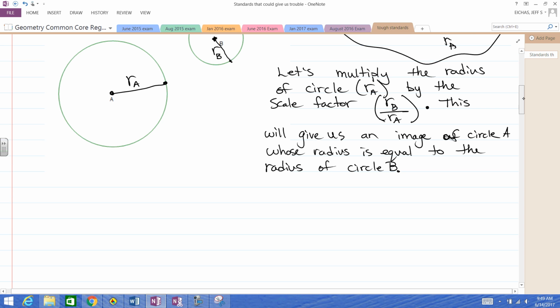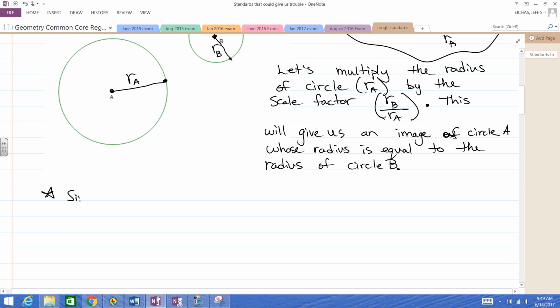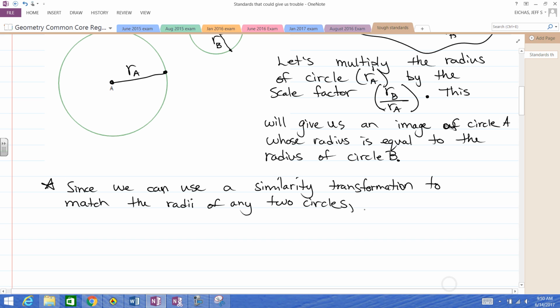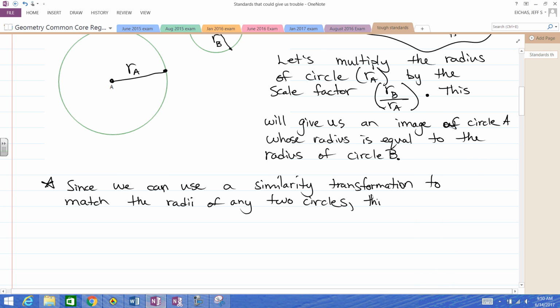All right. Now, since we can use a similarity transformation to sort of match the radii of any two circles, this tells us that all circles must be similar.